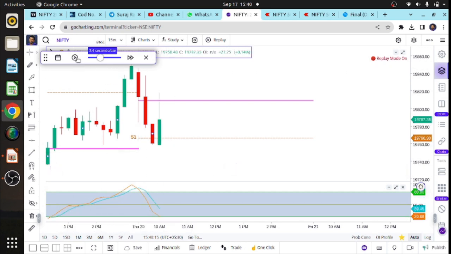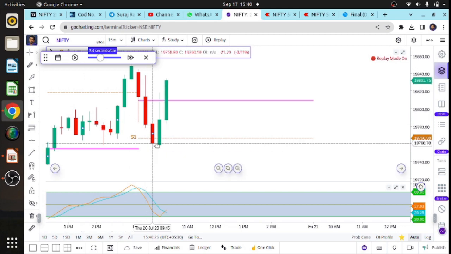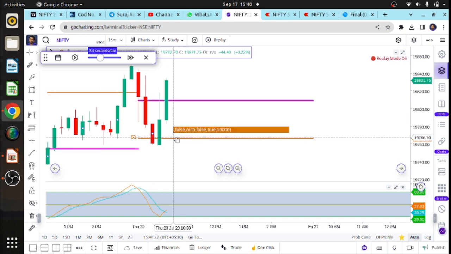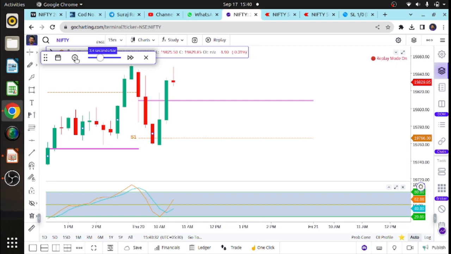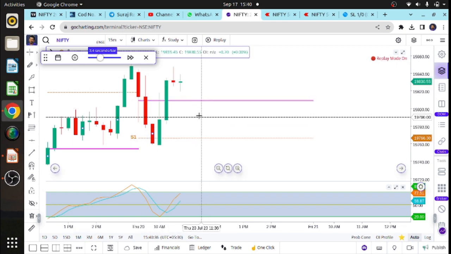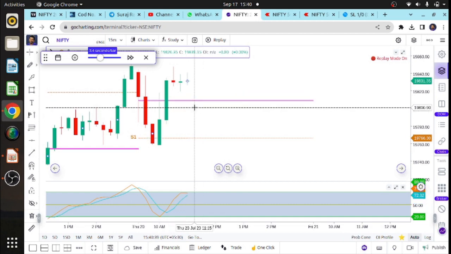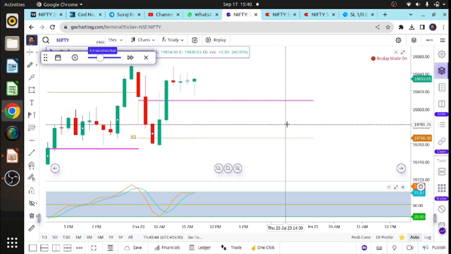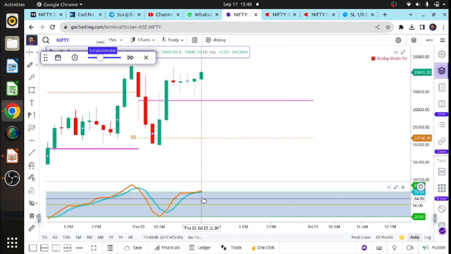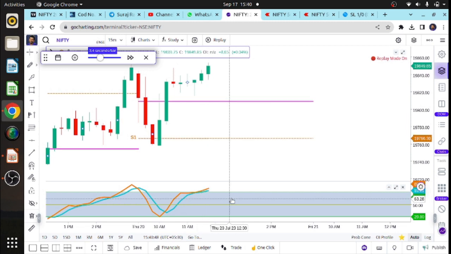Here you can see how stochastic is also behaving. Pretty soon it has come into the oversold region, and it is showing bullishness. So near the support 1 region we could have bought the call option, and held that call option for the pivot point and R1 resistance. Let's see whether R1 resistance came or not. Here you can see stochastic has moved into the overbought region.